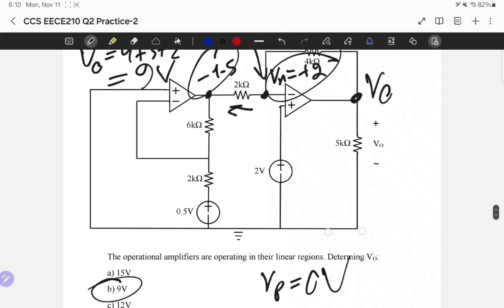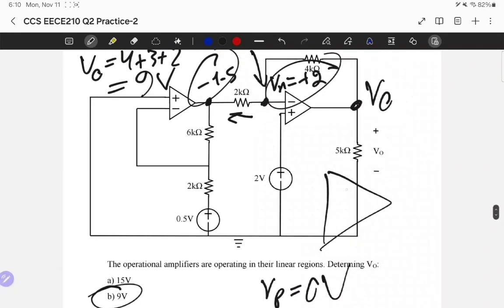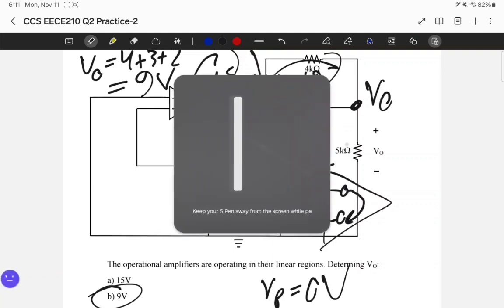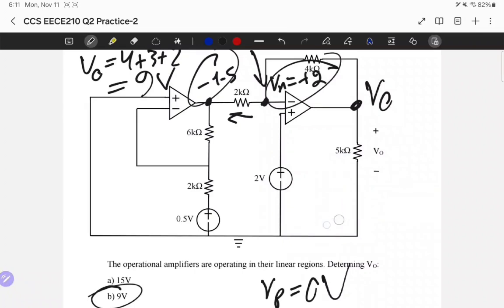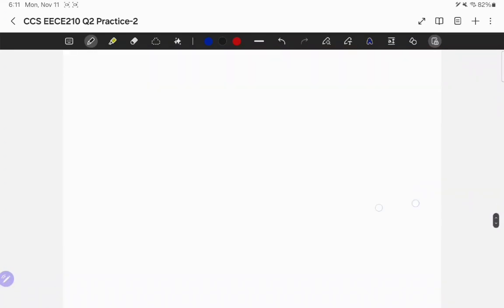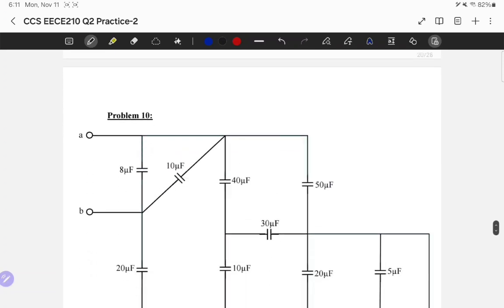It's a funny thought. The reality is that the operational amplifier has an open circuit. So because it's an open circuit, current should be equal to 0. It can't jump from here to here. This is the idea. You're obviously not required to know this by EECE210, but this is the concept of an op amp, which is really important for later.